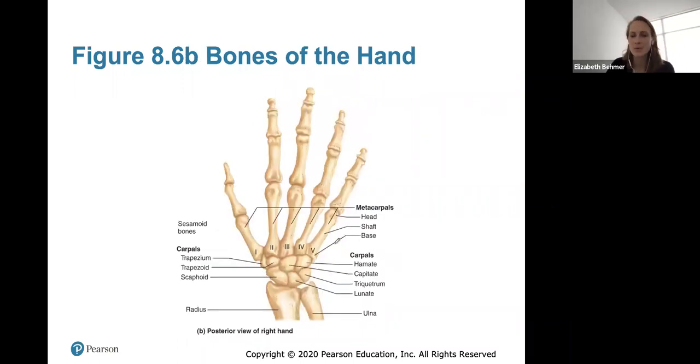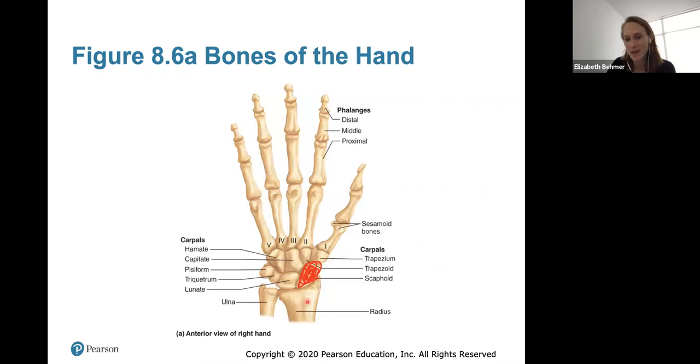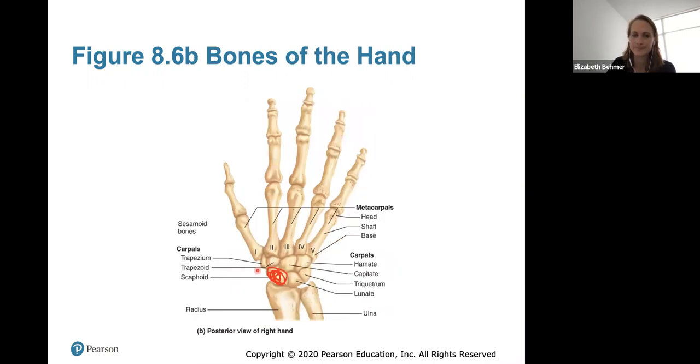This is a posterior view of the right hand and seeing where the carpal bones lie, and here's the scaphoid bone from a posterior view. Always remember that the radius always lies laterally, so it'll line up with your thumb in anatomical position, and your ulna will be on the pinky side in anatomical position.